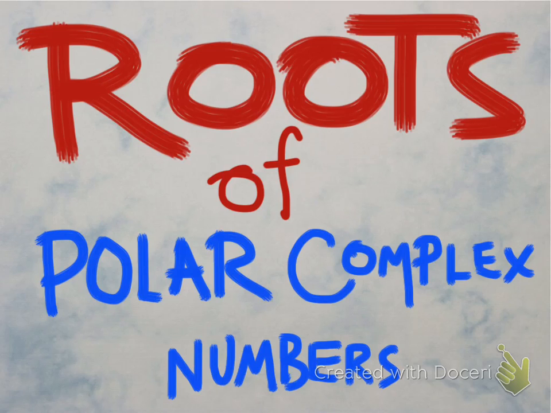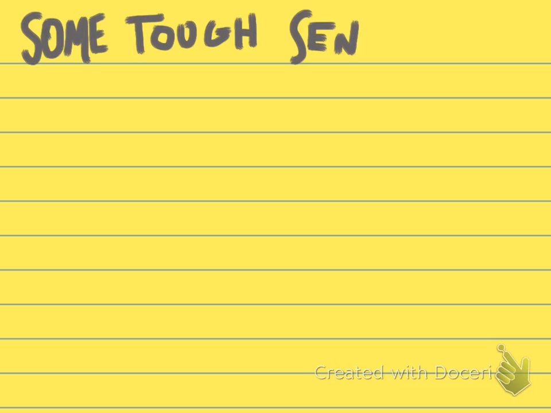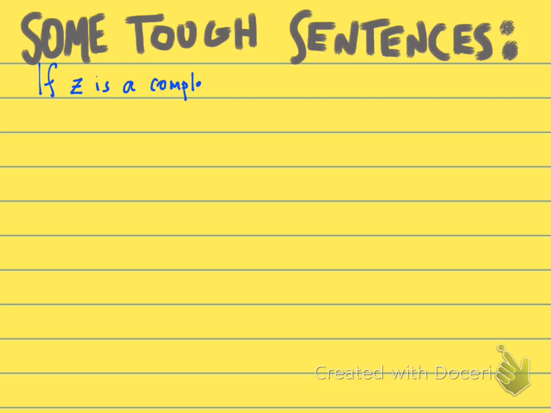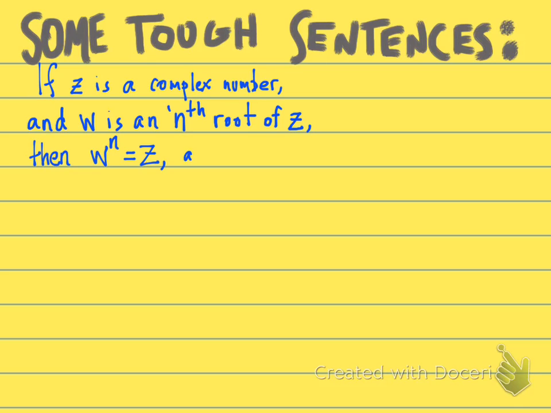Okay, we're going to start off this video with some rather tough, as in tough to understand, sentences. Some little bit thick language here. So get ready. If z is a complex number and w is an nth root of z, then that means that w to the n equals z. And furthermore, that n such numbers exist. That is, nth roots exist. Now that may be a little bit tough, especially that last little comment there, n such numbers exist, and that may seem completely bizarre.